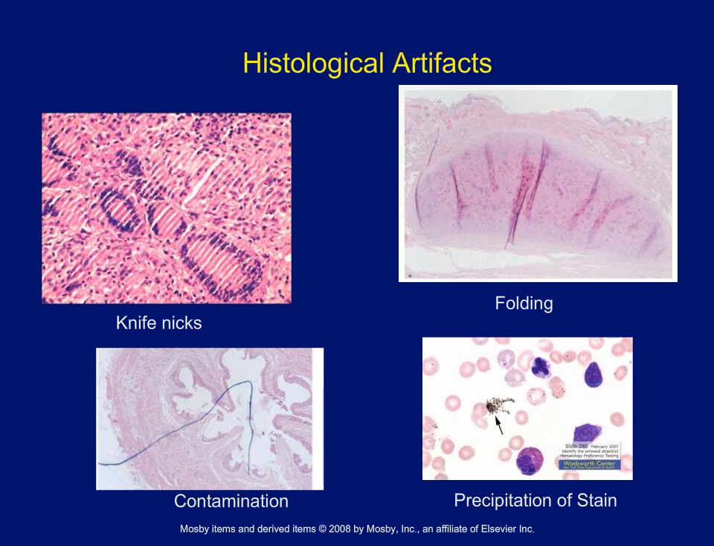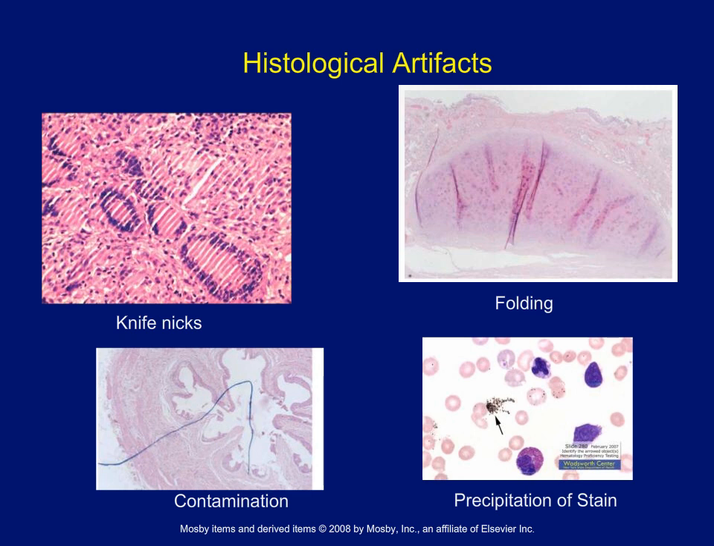Next thing you could have is something called folding. Basically, the specimen gets cut out as a nice thin sheet, and it should be put on the microscope slide in the same manner. But sometimes when we put that on the microscope slide, it inadvertently gets a little bit folded up, which can introduce these artifact folds into the specimen as well.